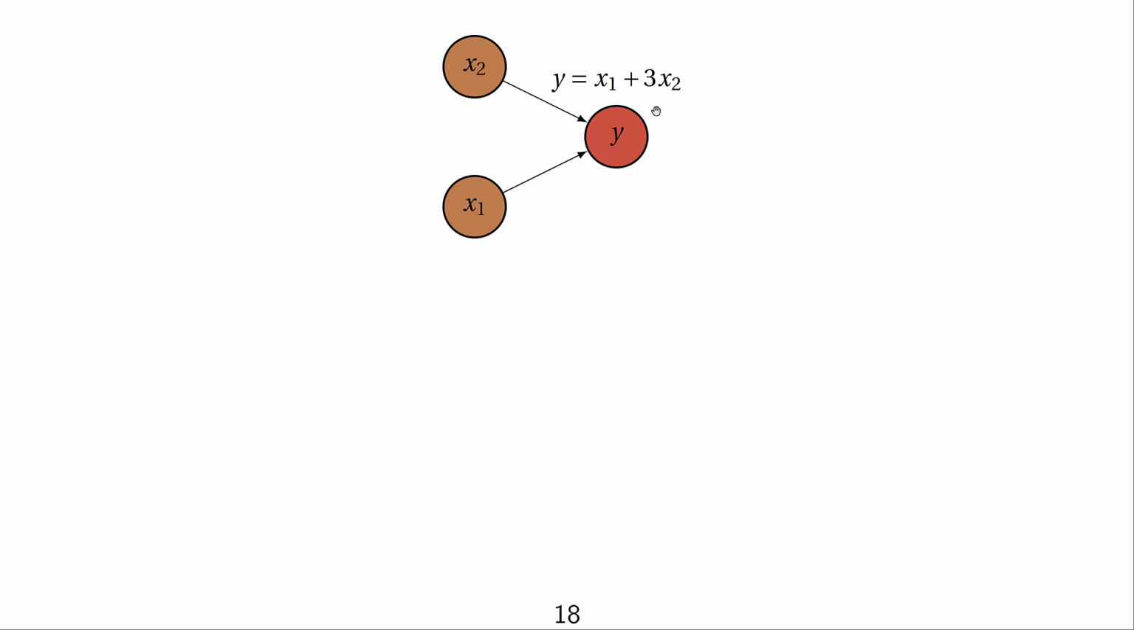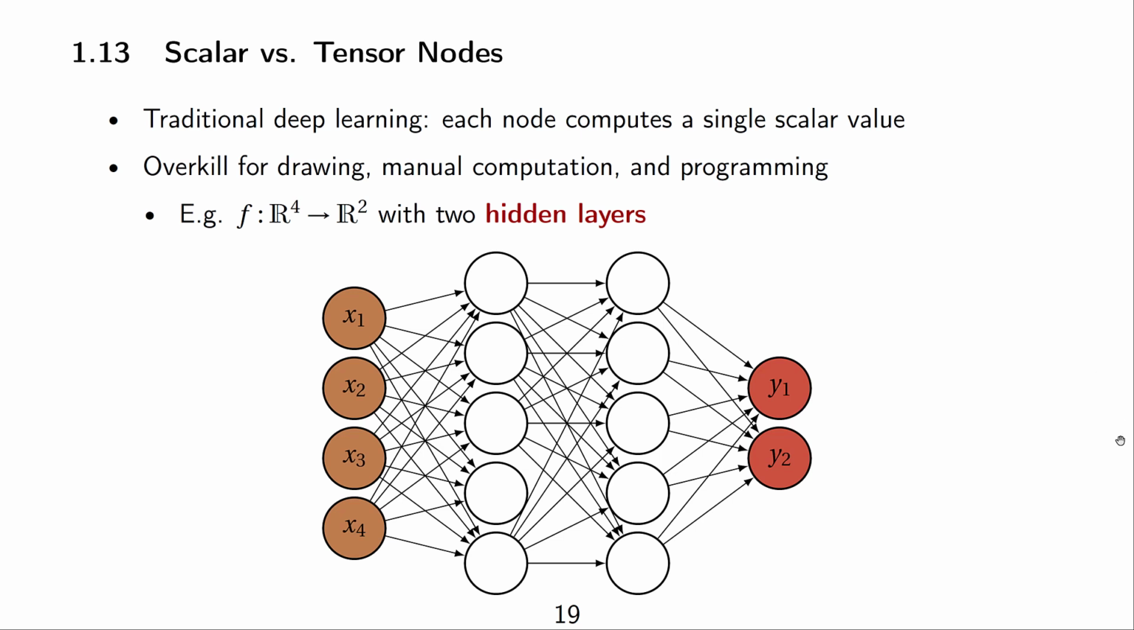Okay, so just some ideas how these networks are drawn. One thing that is also an important choice is if the nodes are actually processing scalars or if they are processing tensors. So actually, this mainly relates to the output. So in traditional deep learning, each node takes maybe a vector as input, but as output, it only outputs a single scalar value.